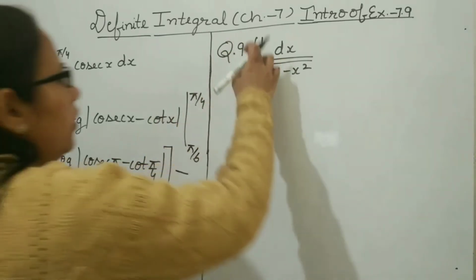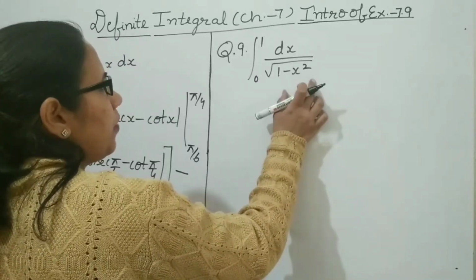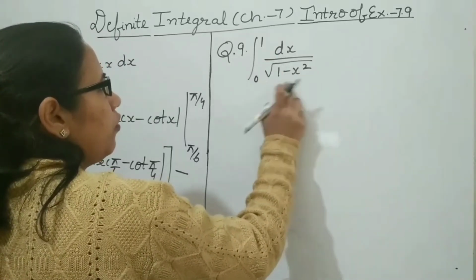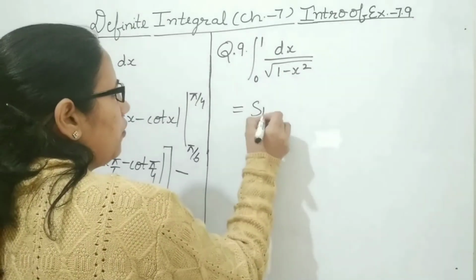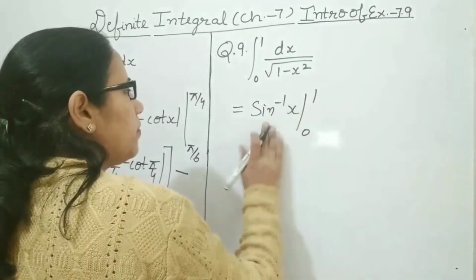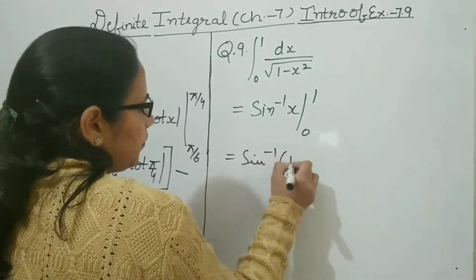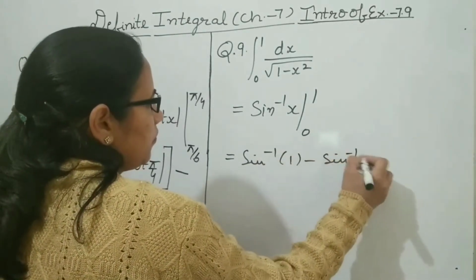Question 9. Integral 0 to 1 dx over under root 1 minus x square. So first we integrate this function, and integration of 1 over under root 1 minus x square is nothing but your sine inverse x. Then take these limits using your fundamental theorem of calculus. So sine inverse 1 minus sine inverse 0.